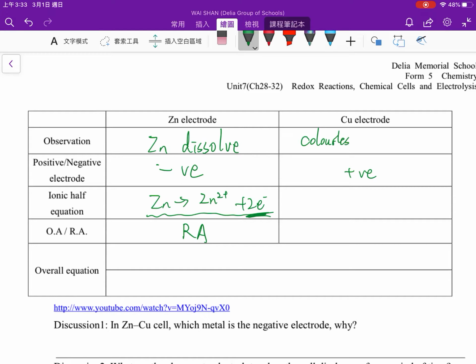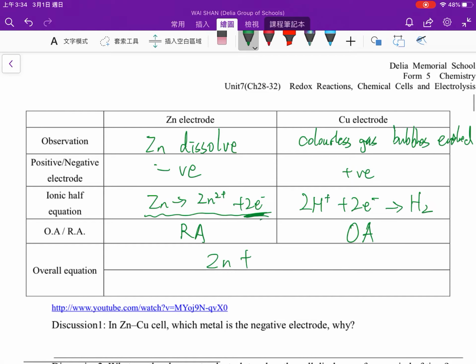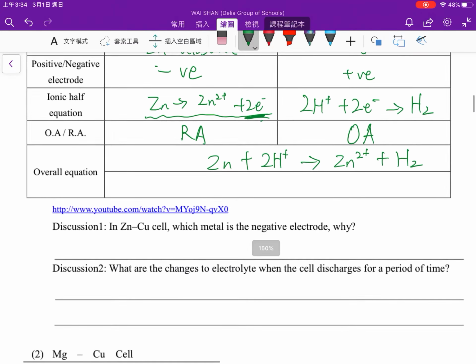So here, colorless gas bubbles evolved, or you may say formed, okay? And then hydrogen ion comes to here to gain electron to form hydrogen gas. It's an oxidizing agent. And now you can combine these two chemical equations, because both sides have 2 electrons, so you can write it directly: zinc plus 2 hydrogen ion change to zinc 2 plus and hydrogen gas, okay?